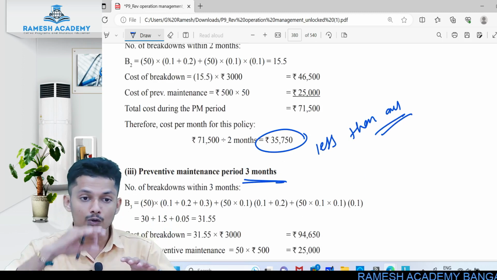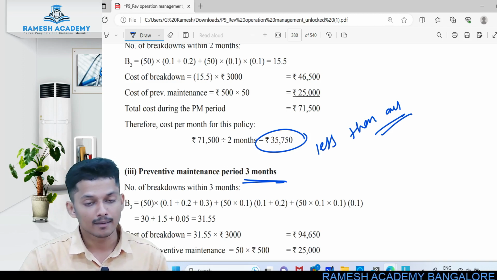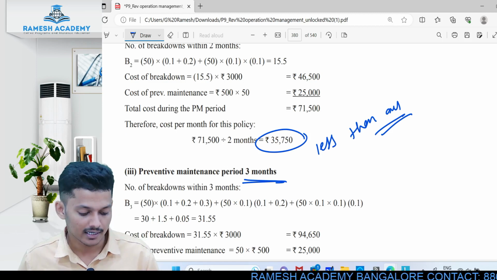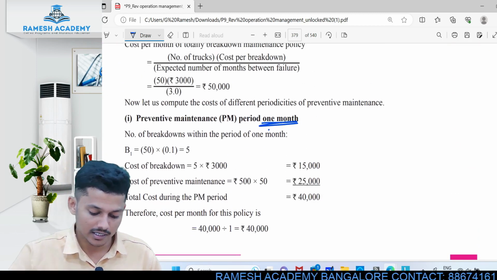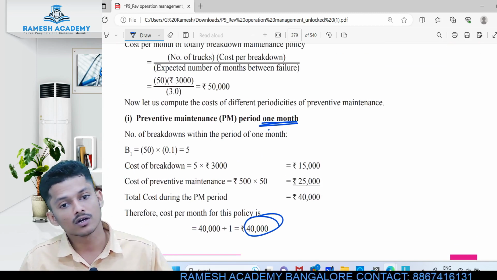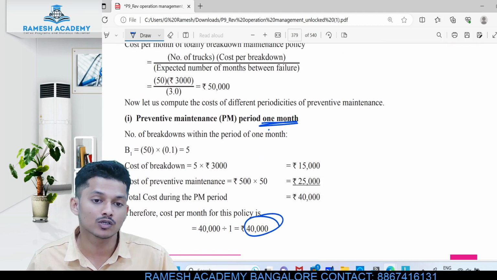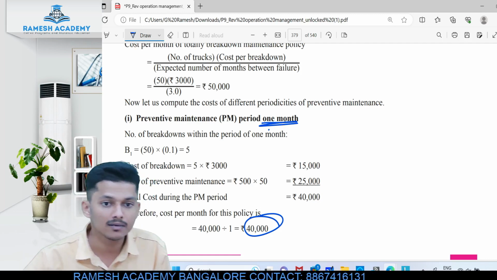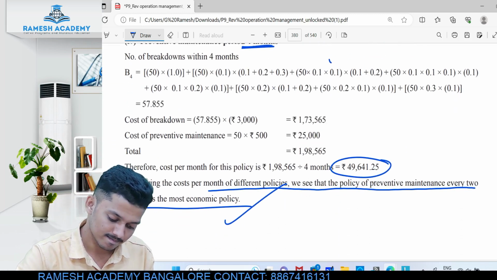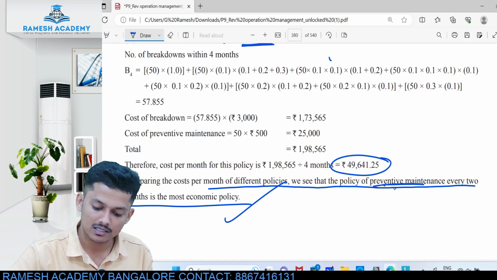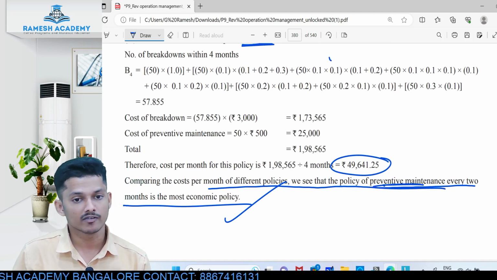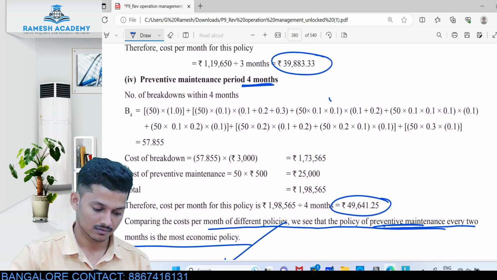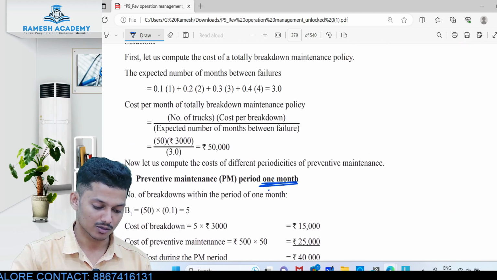I'll tell you one thing. Earlier we were doing it in boxes all together, but here we did it separately. That is the difference. Okay, clear? It is easy. So around 4 cost we get for the second month, the least cost. So at every second month we prefer to repair or replace. Preventive maintenance should happen once every 2 months. That will be economical. Clear? We use the same formulas and do it.